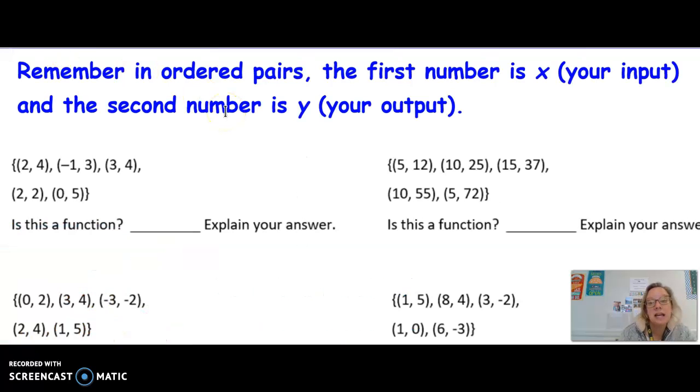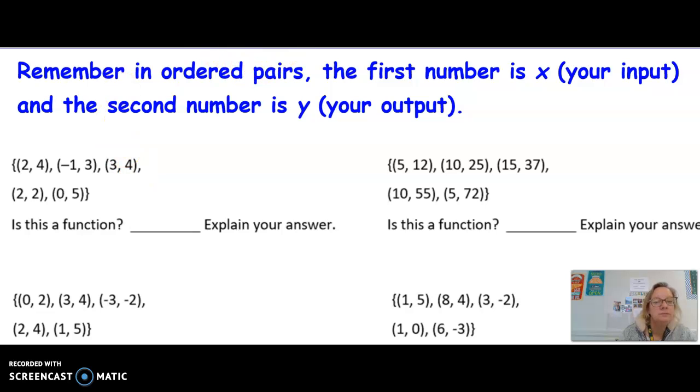All right, let's look at another situation. These are ordered pairs, so a set of ordered pairs. That's what the little brackets around the outside show you, that it's a set of ordered pairs. Remember, your first number is x, your input. The second number in your ordered pair is y, your output. So we're looking to see, is there a situation where there are more than one y's paired with the same x?